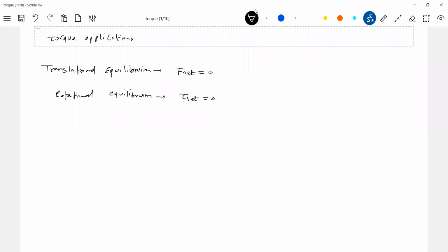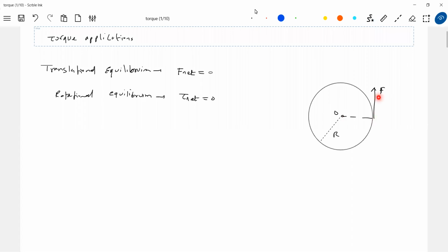So I want to rotate a body. I want to rotate a disc. Then what should I do? I'll apply a tangential force like this. Then you see about point O, a torque is set up, R cross F. What is R? R will be like this, R bar and this F. R cross F.